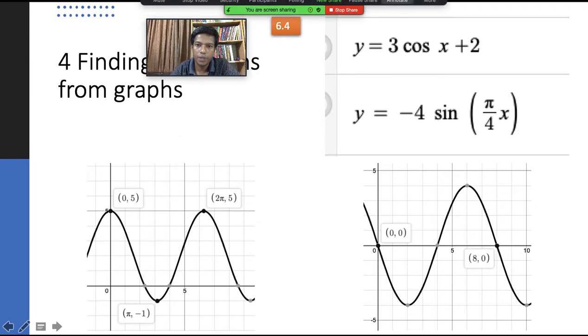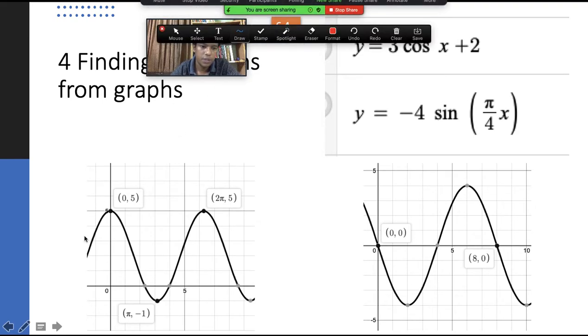Okay, let me tell you this part here. Suppose now the graph is actually here.